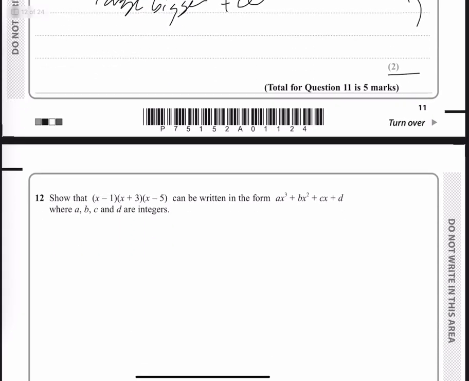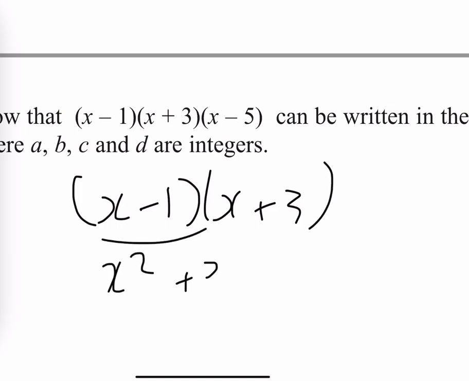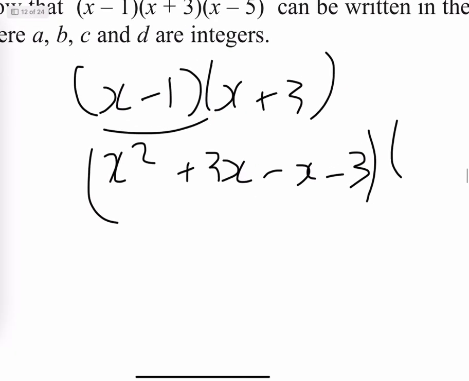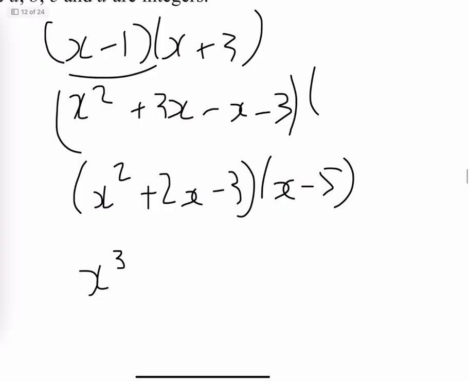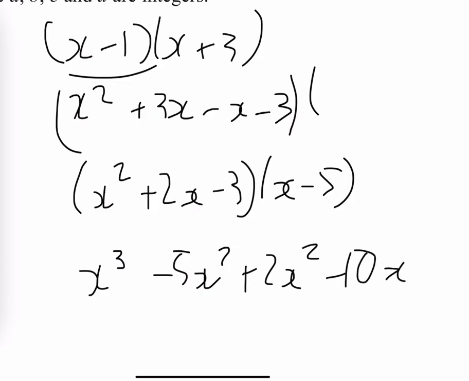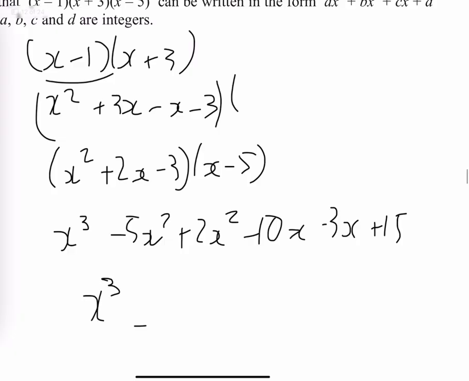Show that x minus 1, x plus 5, x minus 3 expands. Okay, so we're just expanding triple brackets. How boring, but we can do it. So that's x squared plus 4x minus 5. I'm going to combine that down again. x squared plus 2x minus 3, times x minus 5, to get x cubed minus 5x squared plus 2x squared minus 10x minus 3x plus 15, which gives me x cubed minus 3x squared minus 13x plus 15. Moving on.